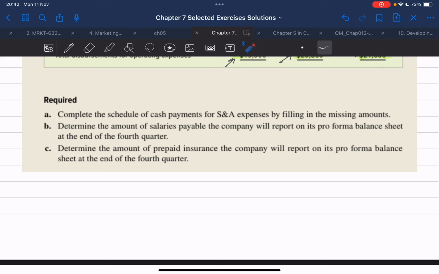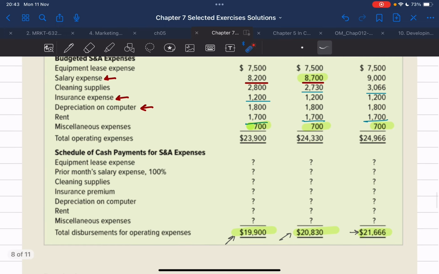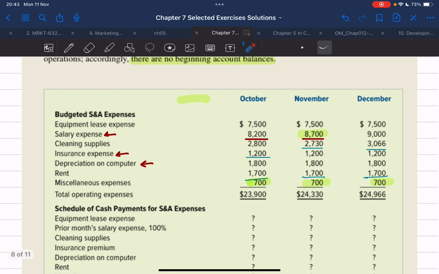Requirement B, determine the amount of salaries payable the company will report on its pro forma balance sheet at the end of the fourth quarter. Now, as you can see, the salaries expense is paid in the following month. So each month's salaries are expensed in one month and then paid out in cash in the following month, right? So these we have already paid out. The salary expense of October, 8,200, was paid in November. And then the 8,700 for the salaries of November are paid out in December.